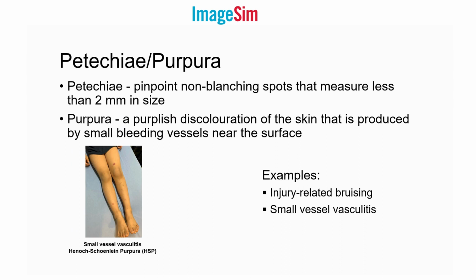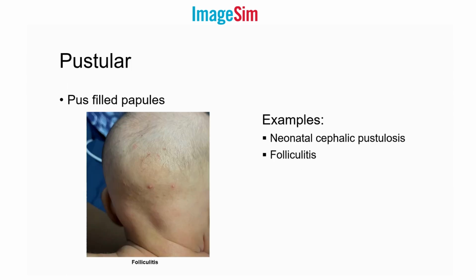Petechiae or purpura. Petechiae are pinpoint non-blanching spots that measure less than 2 millimeters in size, while purpura are a purplish discoloration of the skin that is produced by small bleeding vessels near the surface. Examples include injury-related bruising and small vessel vasculitis such as HSP. Pustular are pus-filled papules. Examples include neonatal cephalic pustulosis or folliculitis.